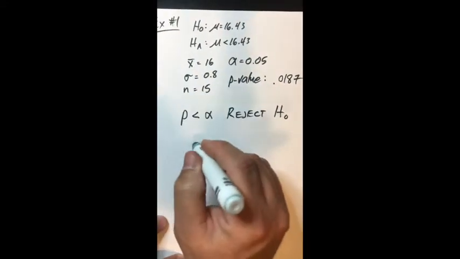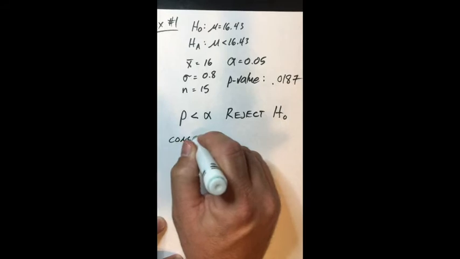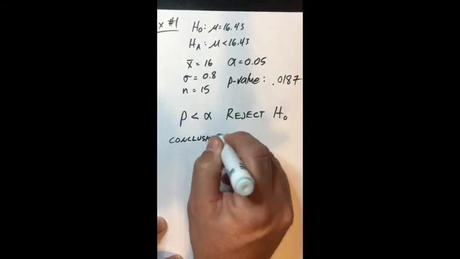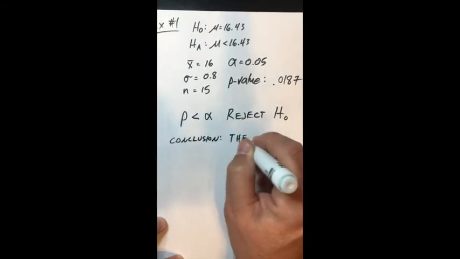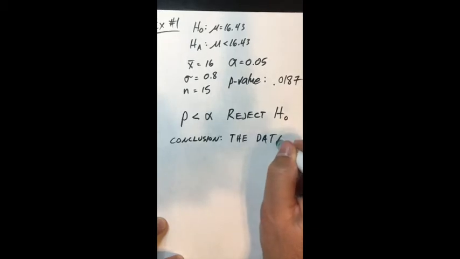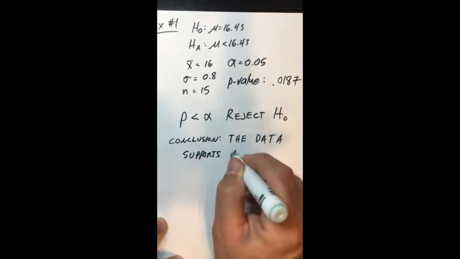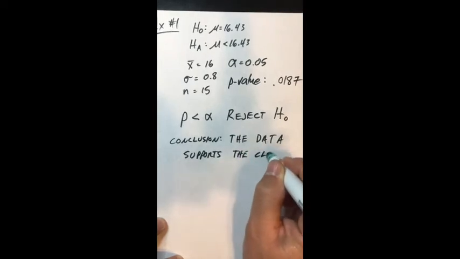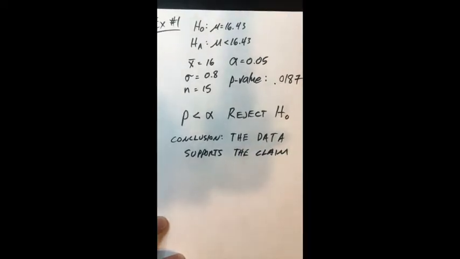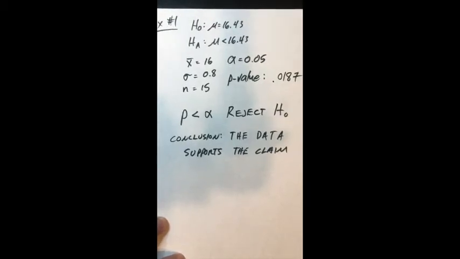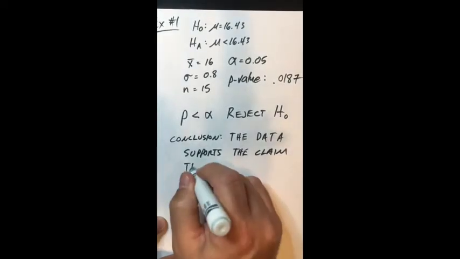So the way we would want to write our conclusion is that the data supports the claim that, let's see, what was his name? Jeffrey, yes. Supports the claim that Jeffrey swims faster with the new goggles.